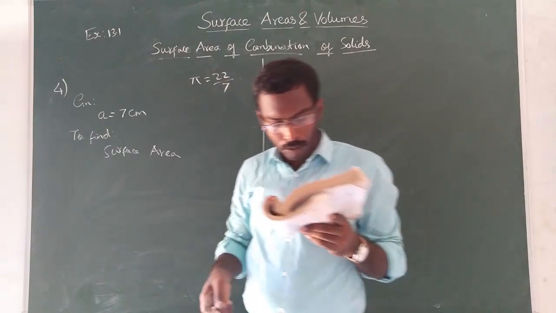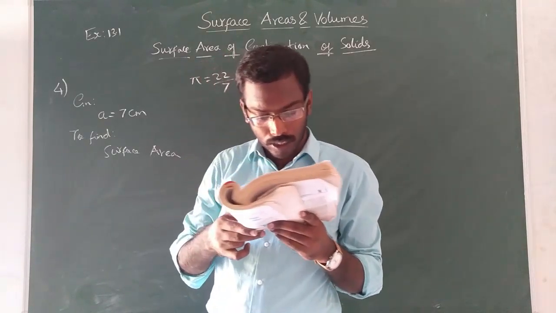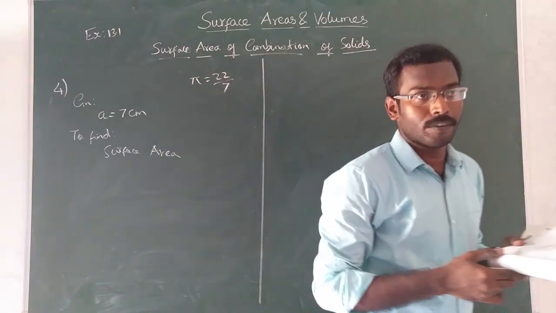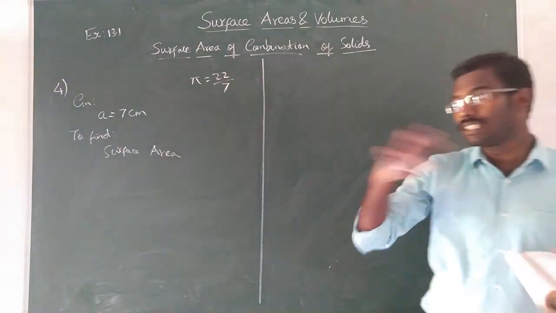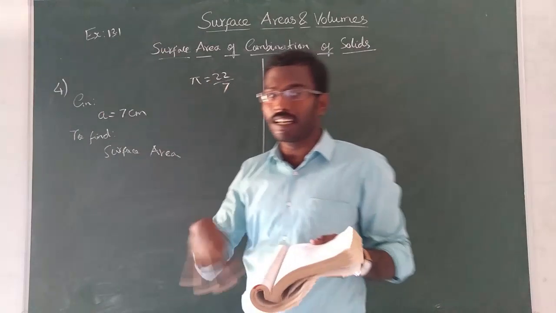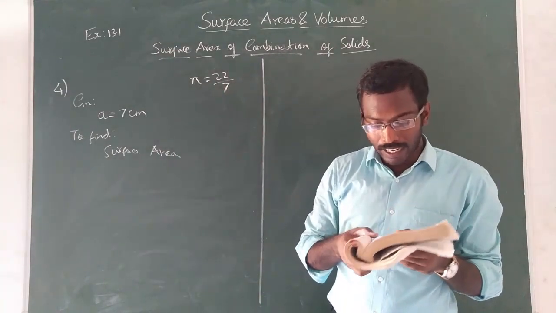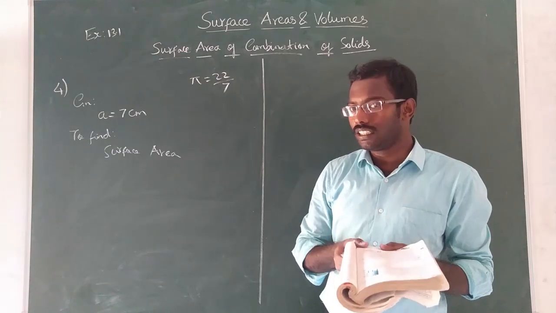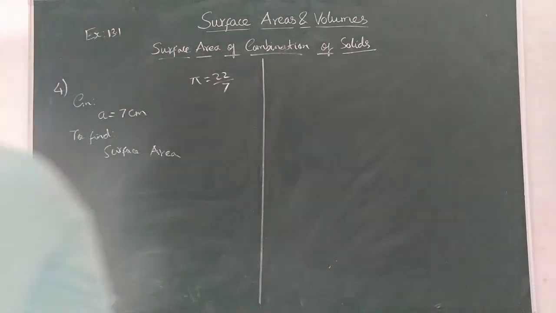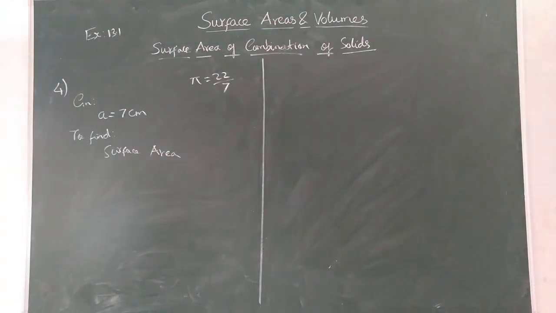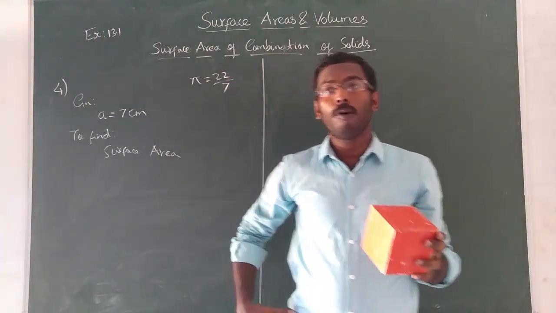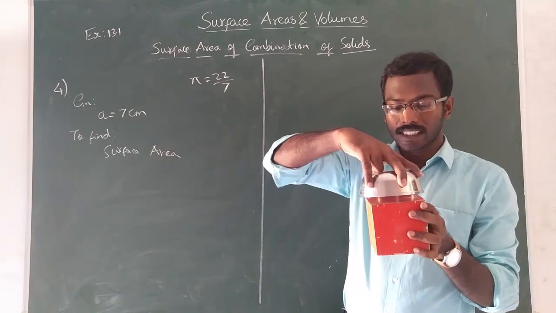Understood? Now, what is the greatest diameter of the hemisphere? We have to find the maximum or the greatest diameter of the hemisphere, and we also have to find the surface area of the solid. So let me explain the question. There is a cube, and above the cube a hemisphere is surmounted.